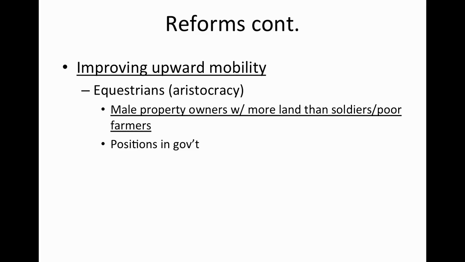Other reforms: he did improve upward mobility by basically creating a new class, the aristocracy. These are male property owners, maybe not as much land as the patricians, but they had more land than soldiers and poor farmers. So kind of a middle class, right? A middle class of middle income farmers. And those are the equestrians. And they would basically also have some new positions in government. So some more social mobility.